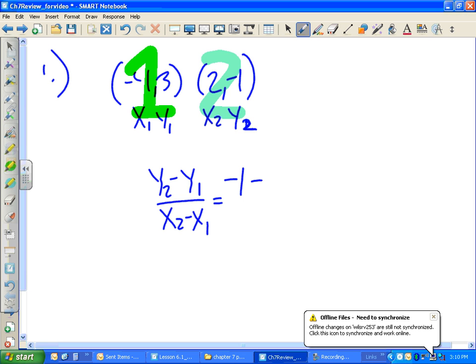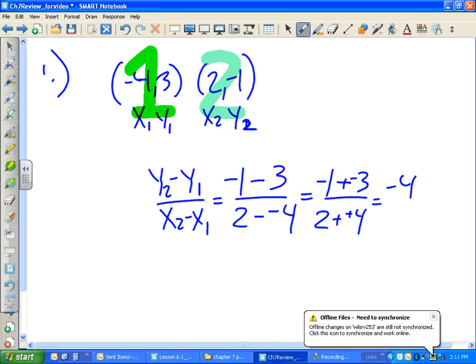-1 minus 3 over 2 minus -4, like that. That is a -4, right? I believe it is. I'm pretty sure. Now I'm going to do the do here. I should have -1 plus -3 over 2, do the do, change. So I get -4 over 6, which is -2/3. Okay, that one's done.